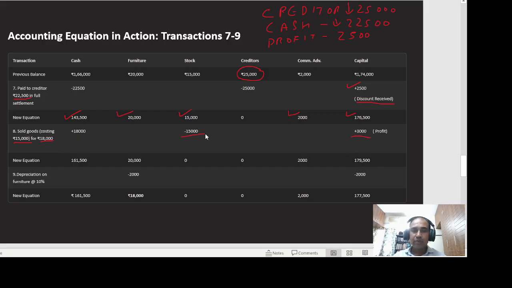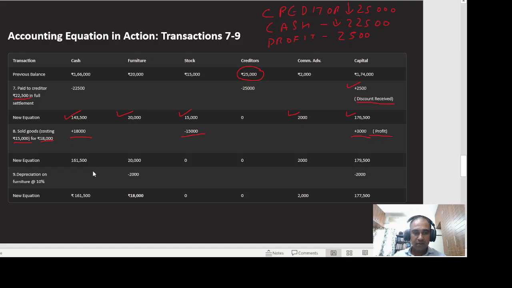A profit of 3,000 rupees will be added to the capital. My stock will be reduced by 15,000 and my cash will increase by 18,000. So three accounts are involved, guys. Cash account, stock will be reduced by 15,000 and 3,000 rupees. A 15,000 worth item I am selling for 18,000. 3,000 will be included in the profit, which will get added to the capital. This is nothing but a profit.